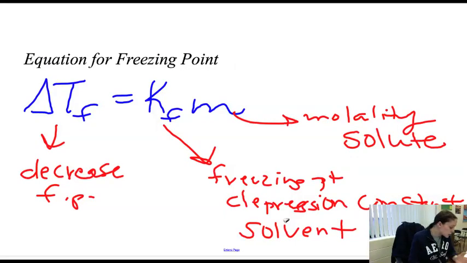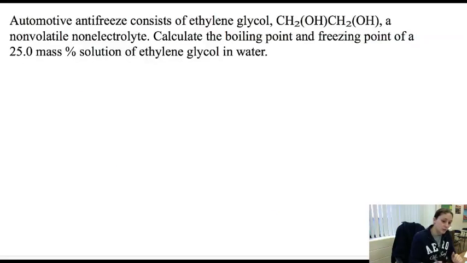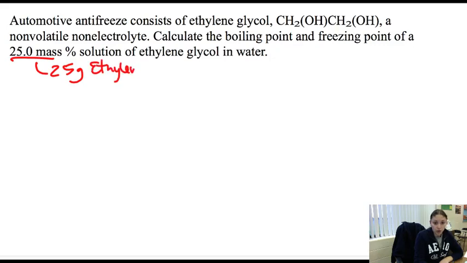So let's look at a couple of practice problems. It says automotive antifreeze consists of ethylene glycol. It's a non-volatile, non-electrolyte. Calculate the freezing point and boiling point of that mass percent solution of ethylene glycol in water. Well, that mass percent means that I will have 25 grams of this antifreeze, or my ethylene glycol, and the rest of it, the 75 grams, is going to be water.